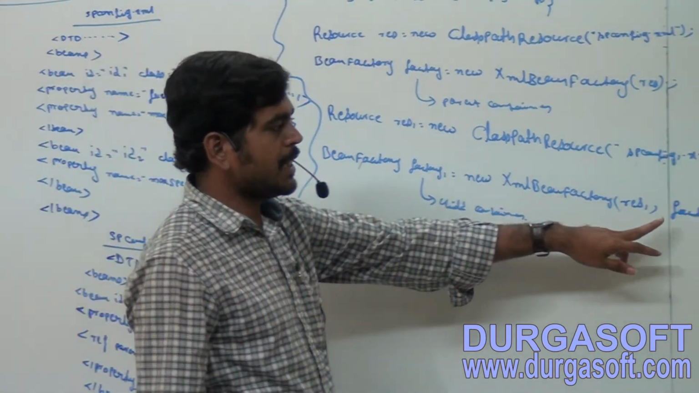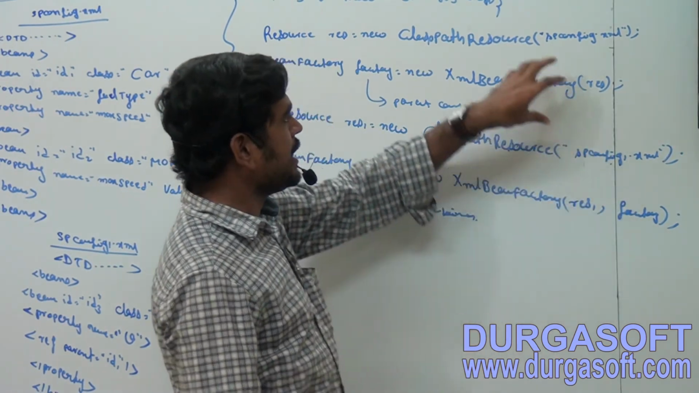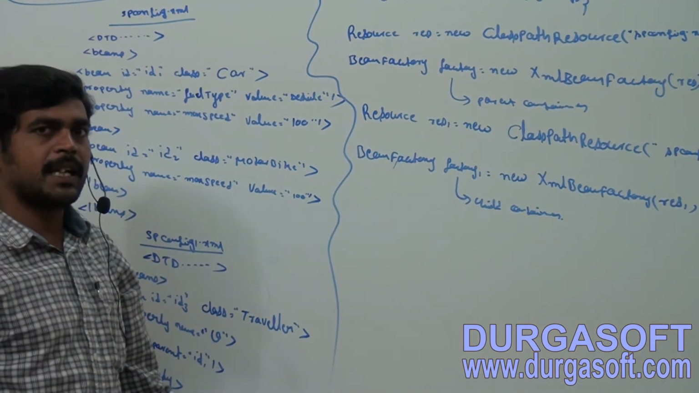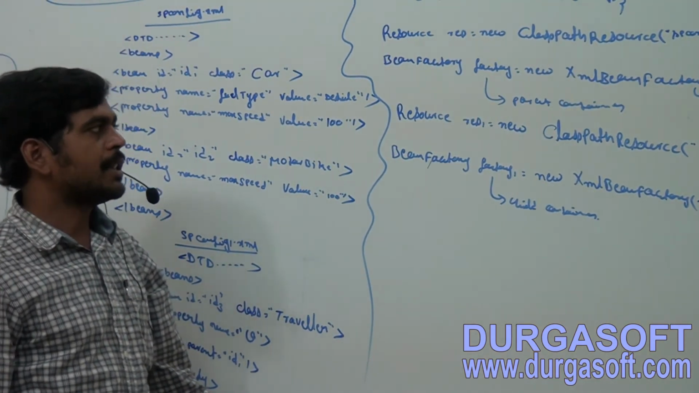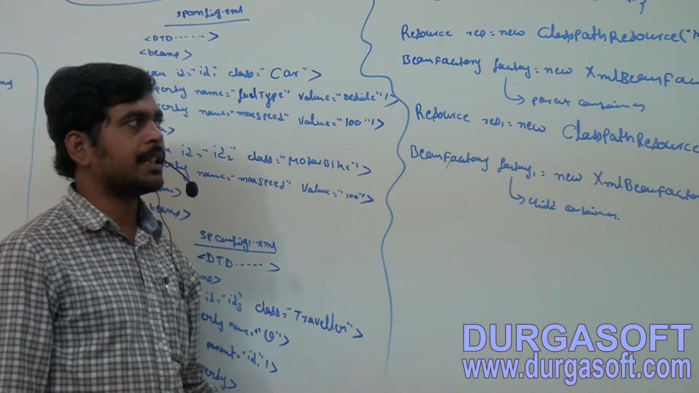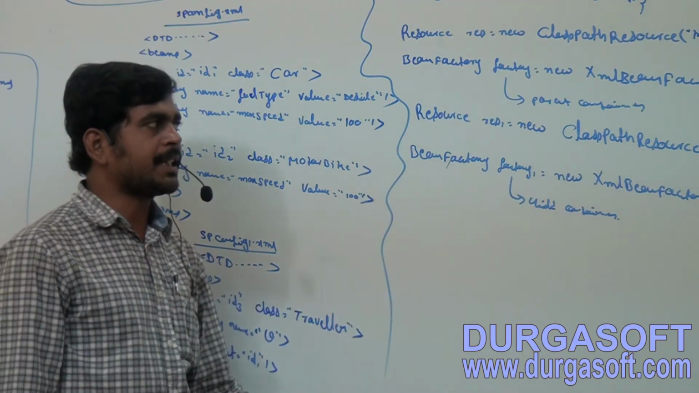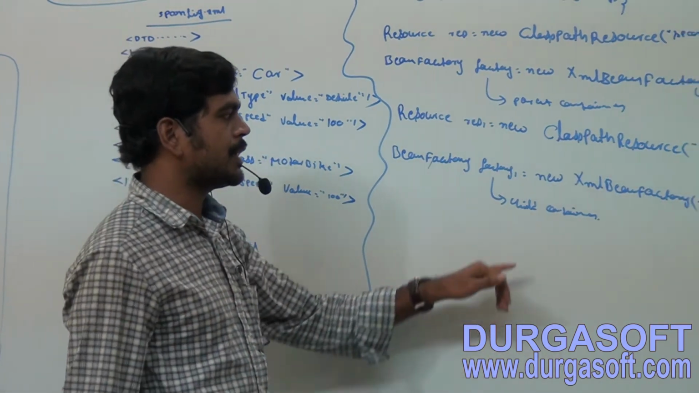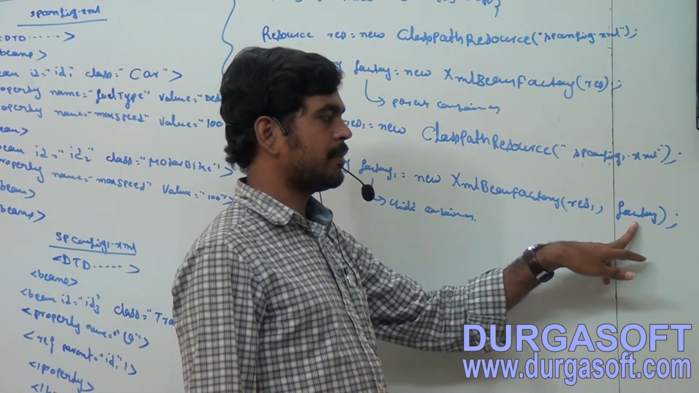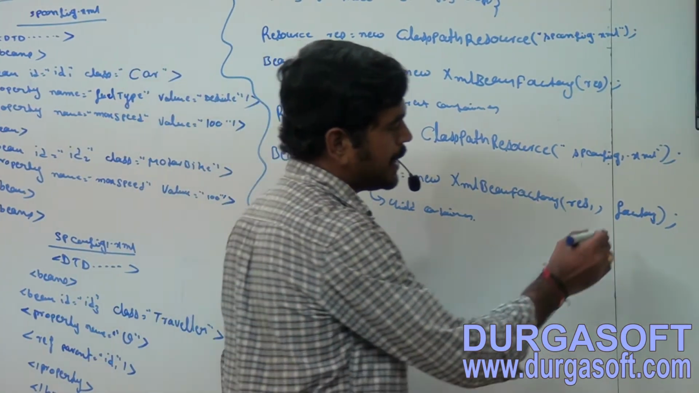If you are passing null here, the parent container contains the IDs. What are the IDs? The parent container has ID1 and ID2 available. If you want to get those parent container IDs also inside this child container, then we can pass factory here. That means the parent container. This is the parent container.